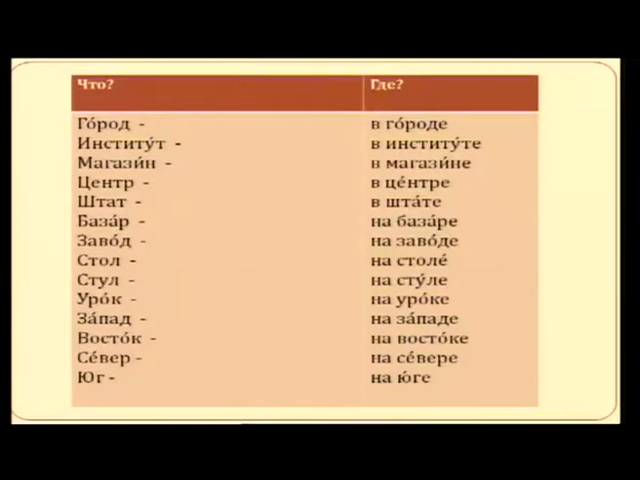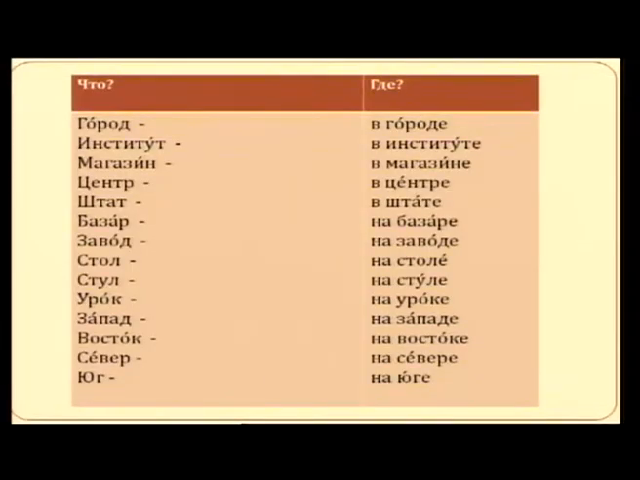For example, город, в городе; институт, в институте; магазин, в магазине; центр, в центре. Likewise, all other such nouns will be changed into город, в городе; институт, в институте; университет, в университете, etc.